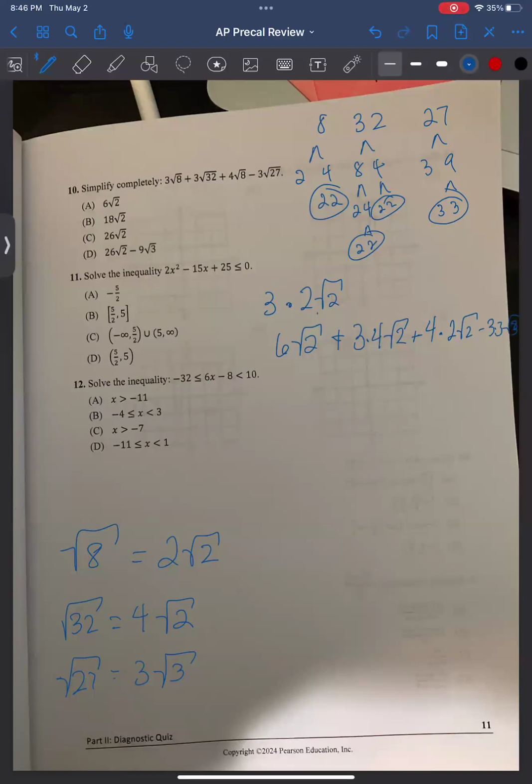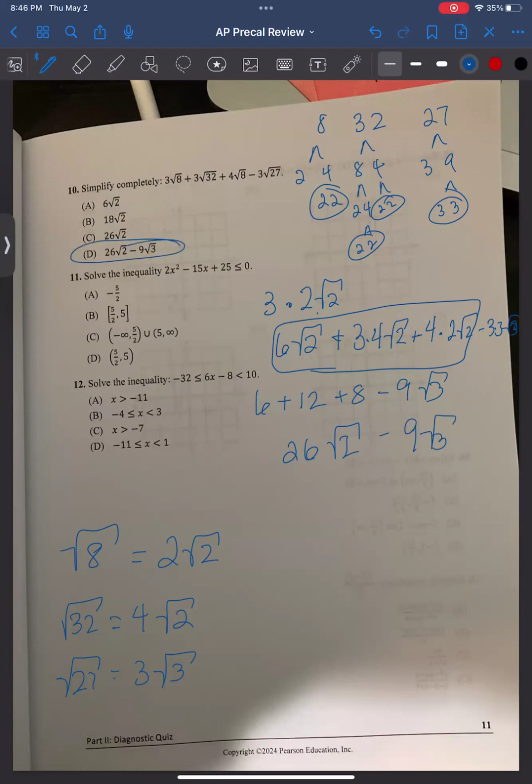So that's going to be 6. I'm going to kind of ignore the square root of 2 until the end because I know that's what's going to be there. So 3 times 4 is 12, and then plus 8. So what is 6 plus 12 plus 8? 26. So 26 square root of 2 minus 3 times 3 is 9 square root of 3. So which is my final answer? D.